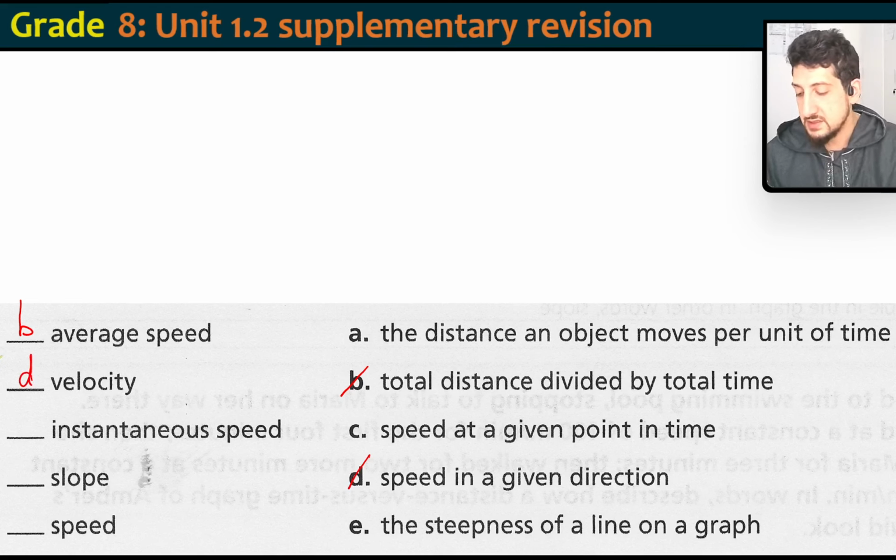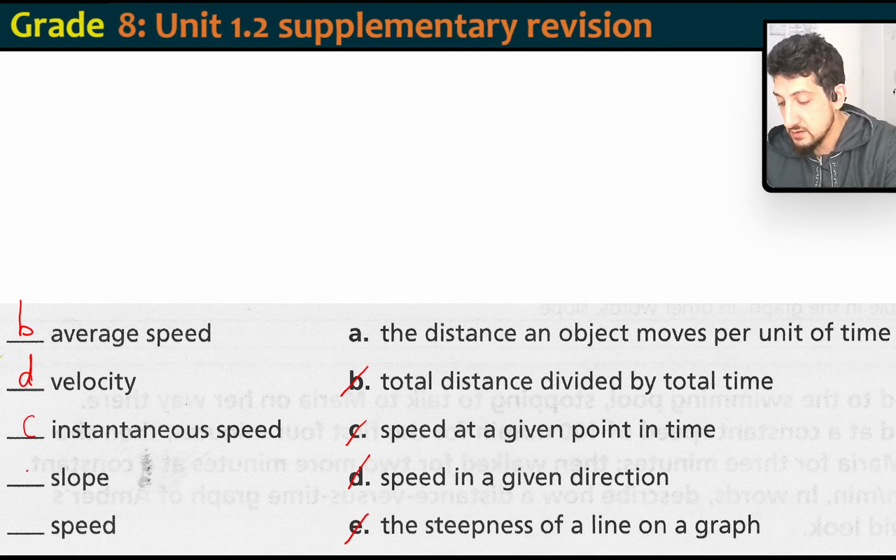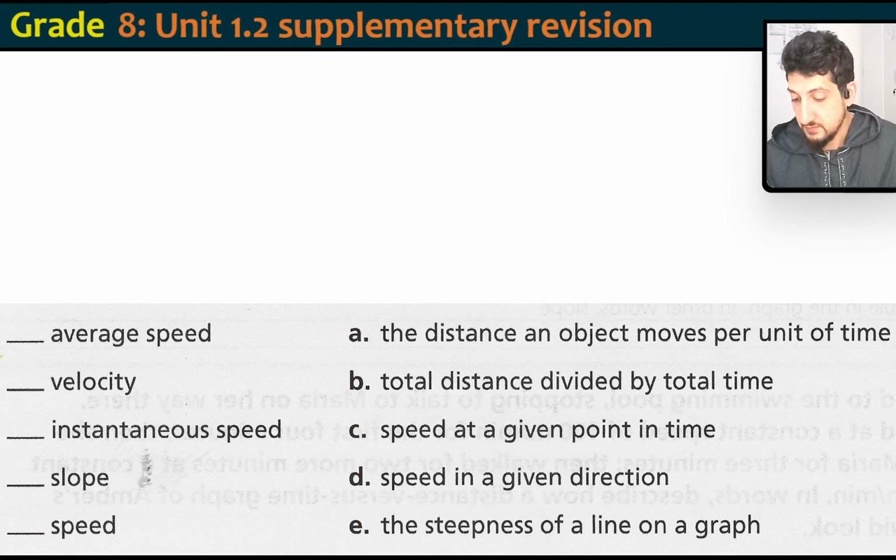What is instantaneous speed? That is speed at a certain point. What is the slope? The slope is the steepness of the line or the gradient. And what is speed? Speed is distance per unit time.